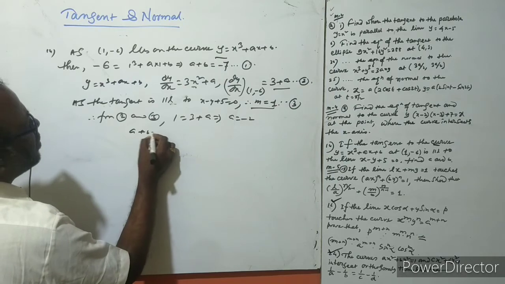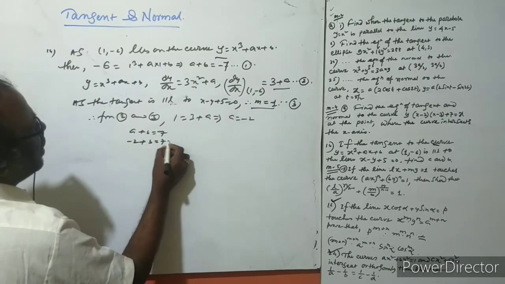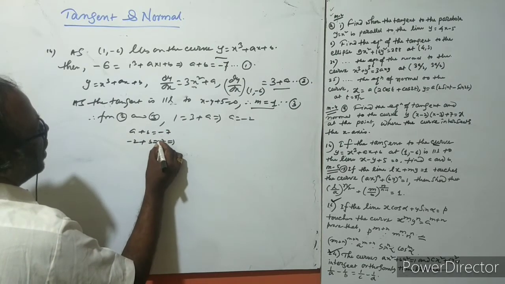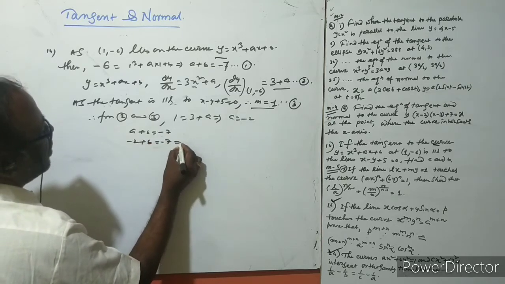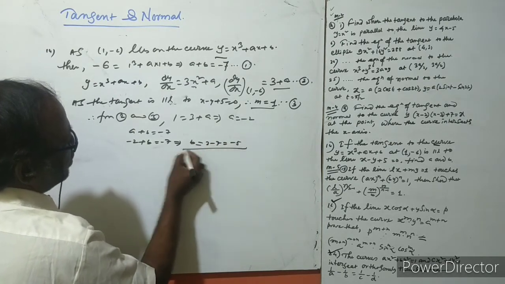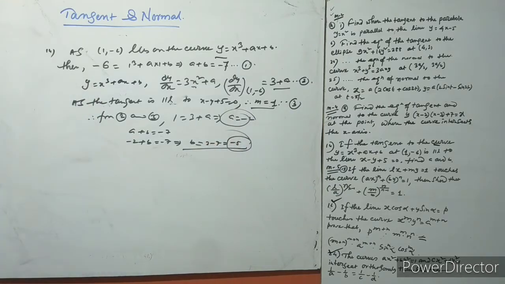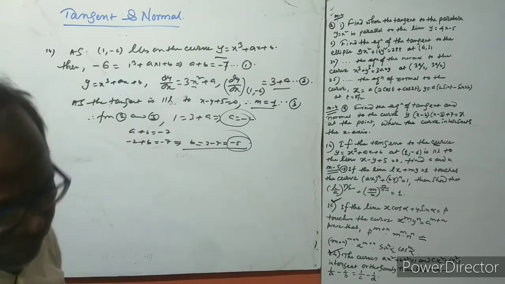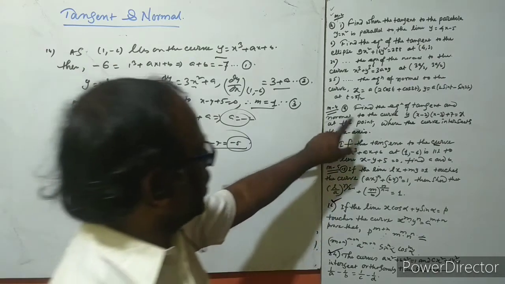And now a plus b is equal to minus 7. Put the value of a here, which is minus 2. Then b is equal to 2 minus 7, that is minus 5. Okay. This is the value of a and this is the value of b. Now we want to solve problem number 9 of marks 4.